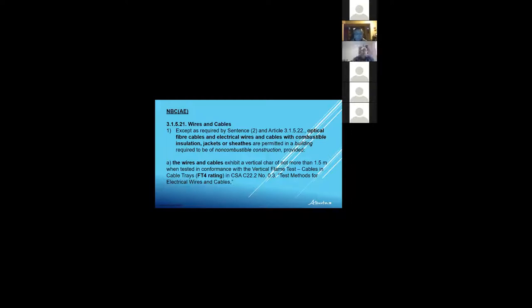All right. So the wires and cables that would exhibit a vertical char not more than 1.5 meters when tested in conformance with the vertical flame test for cables and cable trays. So that would be the FT4 rating. So that would be the same requirement in an EMTC building as a non-combustible construction building.